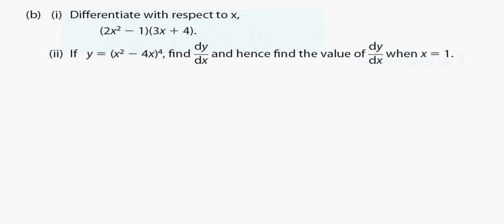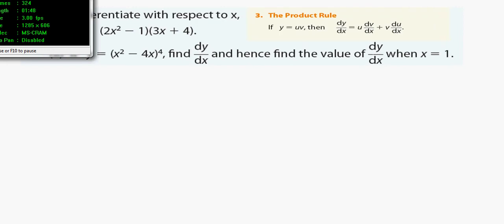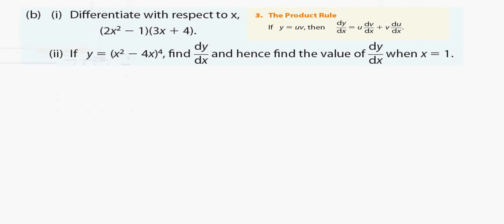Okay, next thing. We're once again going to go for the product rule. The product rule is as follows. We know that this is a product rule because there's clearly 2 brackets to be multiplied. This one here is going to be u, this one here is going to be v. Now in order to do this, we've got to write down what u and v is. U is 2x squared minus 1.